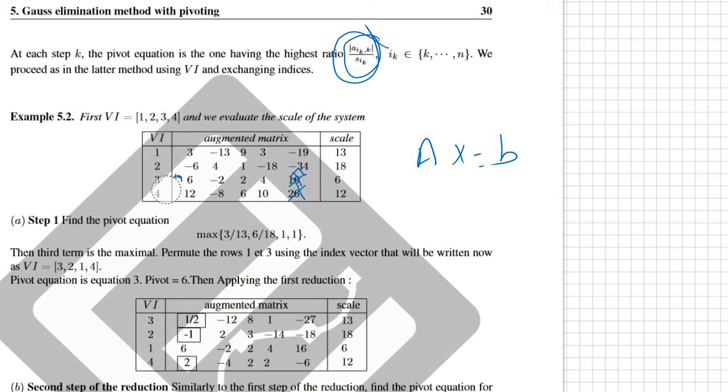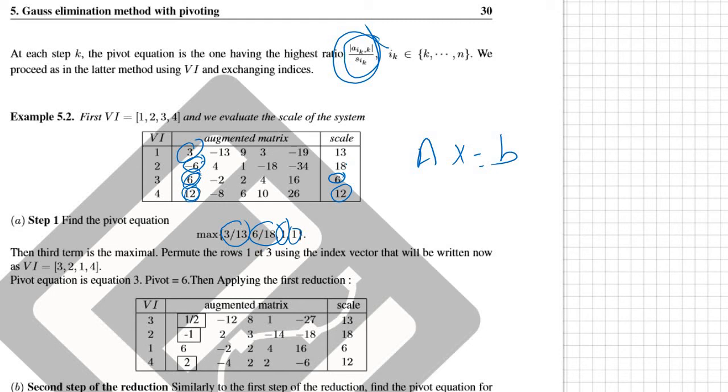Then I will start by pointing out the candidates to be pivots. So I have 3, minus 6, 6, and 12. Let's calculate the ratios. We have 3 over 13, the first ratio, 6 over 18, the second ratio, 6 over 6, which is 1, the third ratio, and 12 over 12, 1, the fourth ratio.